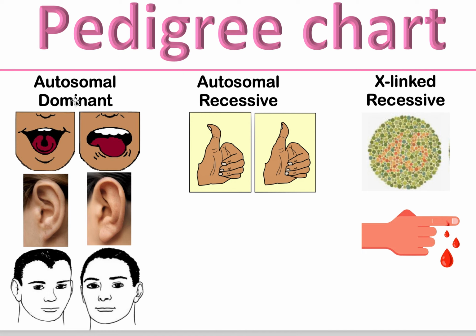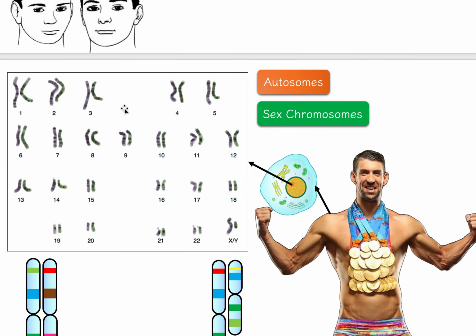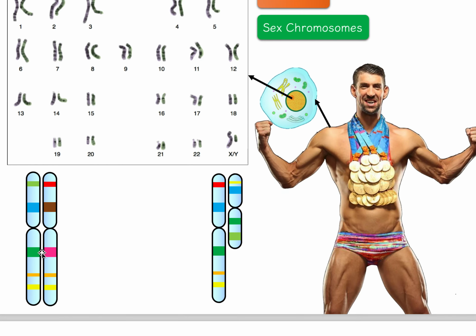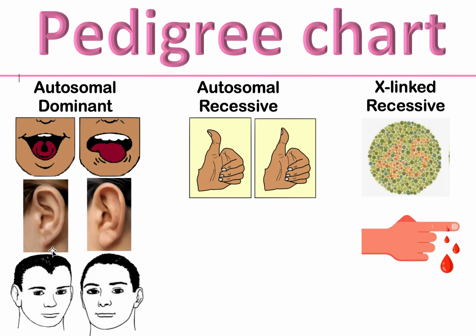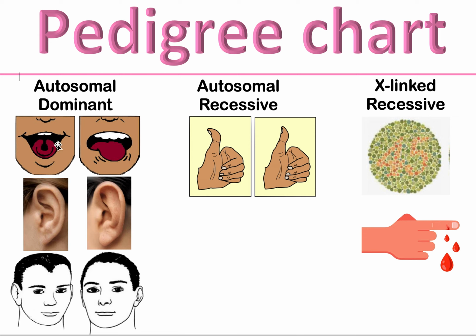Now, real quick, autosomal dominant. We know this is a type of inheritance where if your alleles for a specific trait are both dominant or only one of them is dominant, then you will have that specific trait. For example, the ability to roll your tongue or make a U shape with your tongue is autosomal dominant inherited.